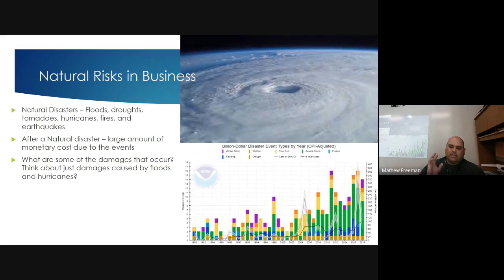There are always natural risks. You have this graph over here, and you can see so much information. You have winter storms, flooding, wildfires, droughts, tropical cyclones, and severe storms, and these show the billions of dollars in natural disasters that happen each year, going from the 1980s to 2018. If we look at winter storms, the number of events was like 14, and it looks like it cost $320 billion. So it's important to understand the cost that these natural disasters cause in businesses.